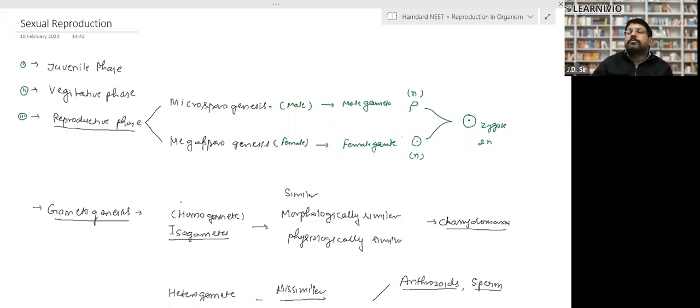This zygote grows and develops into a new organism. That's it. So keep it in mind. Next class, I will start from sexual reproduction in plants. Right? Okay, guys. Okay.